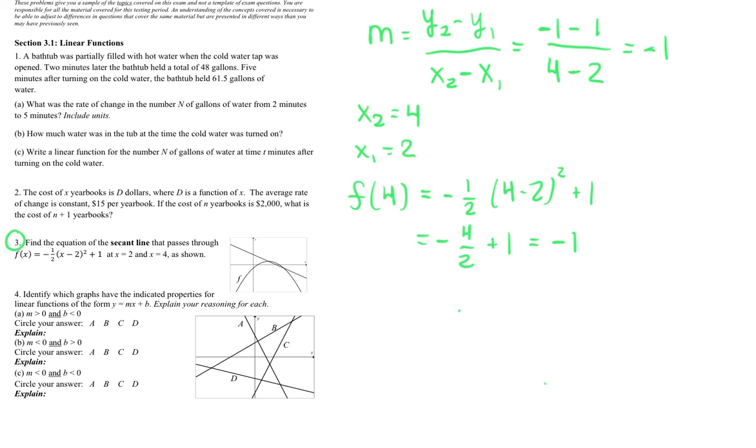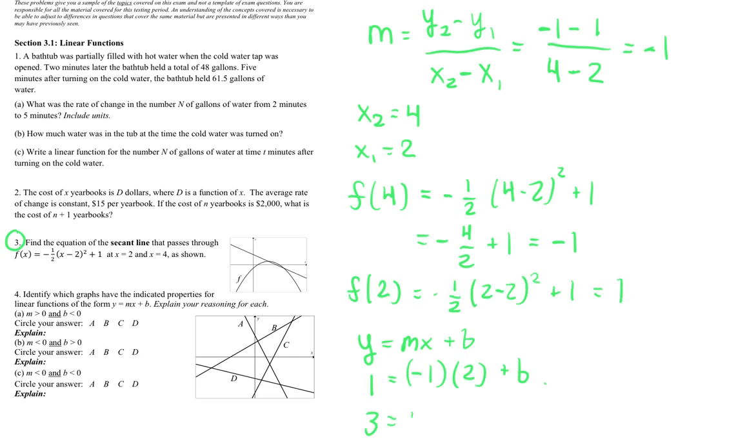Now we're going to solve for the secant line. So we know y is equal to mx plus b. We're going to plug in our known values. So let's go ahead and use 2 and 1. So 1 is equal to m, which is negative 1, times 2, plus b. Negative 1 times 2 gets us a negative 2. When we go ahead and add that over, we get 3 is equal to b. So y is equal to negative 1x plus 3.